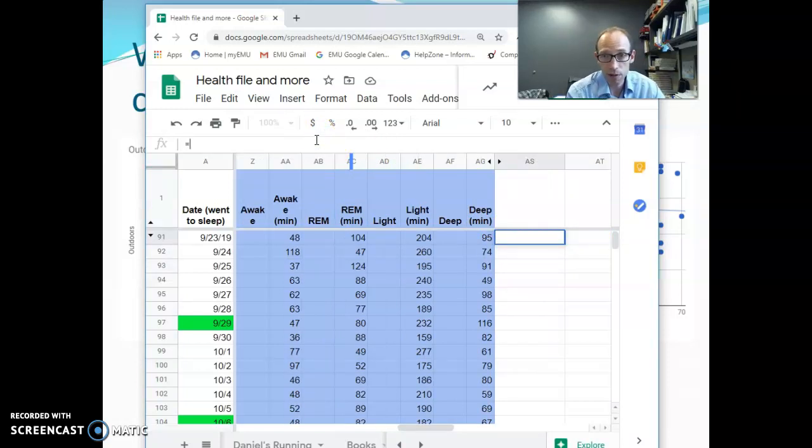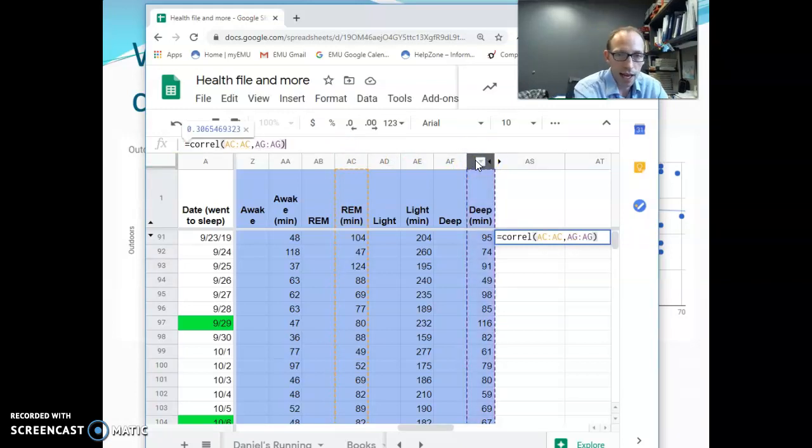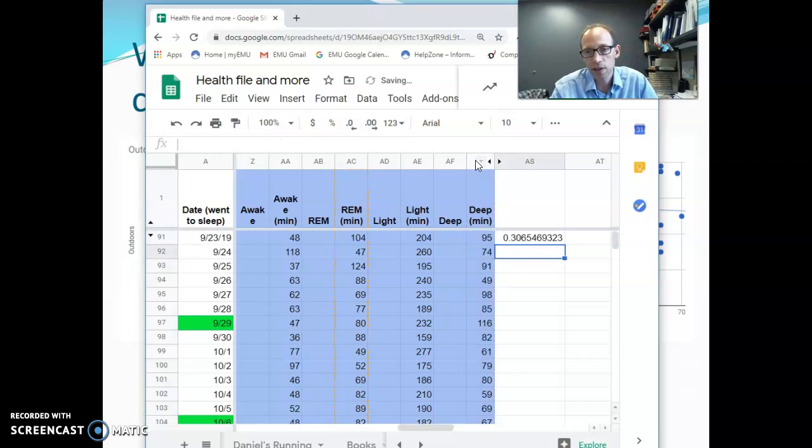Well, it's fairly simple. Equal sign for a formula, CORREL for correlation, parentheses, and then I'm just going to highlight the first variable, which is REM, comma, highlight the second variable, and parentheses. That's how I do correlation. And here I'm getting a correlation of R equals 0.306, so 0.31. So it is positive. The more REM I'm getting in a particular night, the more deep sleep I'm also going to tend to get. As one goes up, the other one goes up. And I could do it either way. The more deep sleep I get, the more REM I get. Or the more REM I get, the more deep sleep I get.